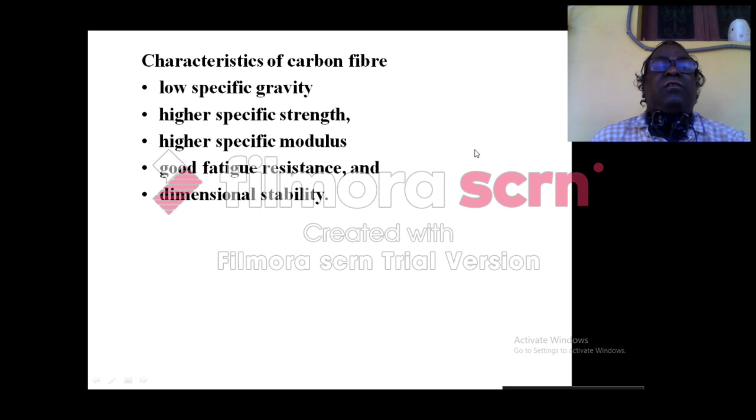The characteristics of carbon fibers: carbon fibers are stronger than glass fiber. They have low specific gravity, higher specific strength, the highest specific modulus, good fatigue resistance, and dimensional stability. So these are the carbon fiber properties compared to glass fiber.